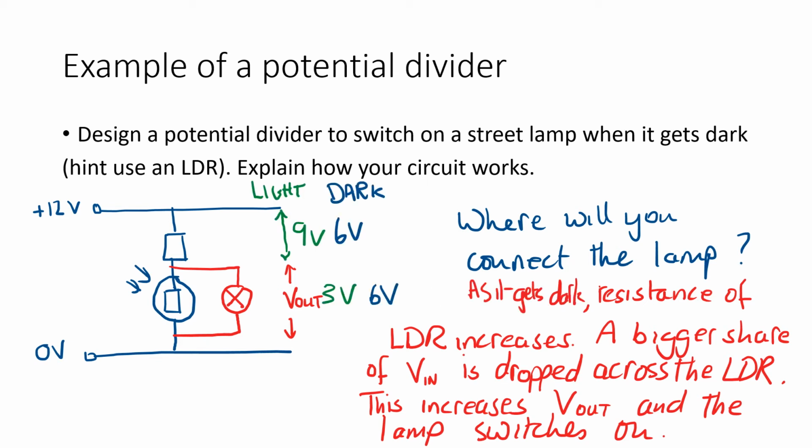So just to model how the potential differences may vary. When it's light, the resistance of the LDR is low, and it would have a lower share of the potential difference dropped across it. So typical values might be 3 volts across the LDR and 9 volts across the resistor. As it gets dark, the resistance of the LDR increases, and so a greater share of the V in is now dropped across the LDR, so that could go up to 6 volts, and you then have 6 volts across the resistor. Because we've got 6 volts across the LDR, that could now be sufficient to switch the lamp on if it was a 6 volt lamp. That shows you how as the resistance changes, the potential difference changes, and how that in turn can turn components on.